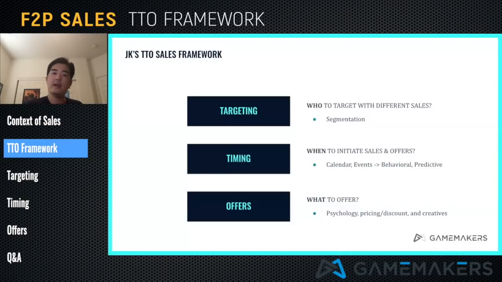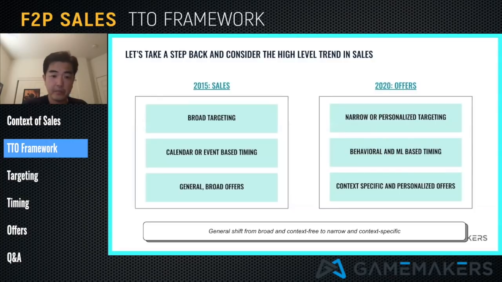In 2015 it was more about calendar and events. It's increasingly become more behavioral and predictive. And then there are the offers themselves, what to offer, which has to do with psychology, how you do pricing and discounts, and how you do creatives.